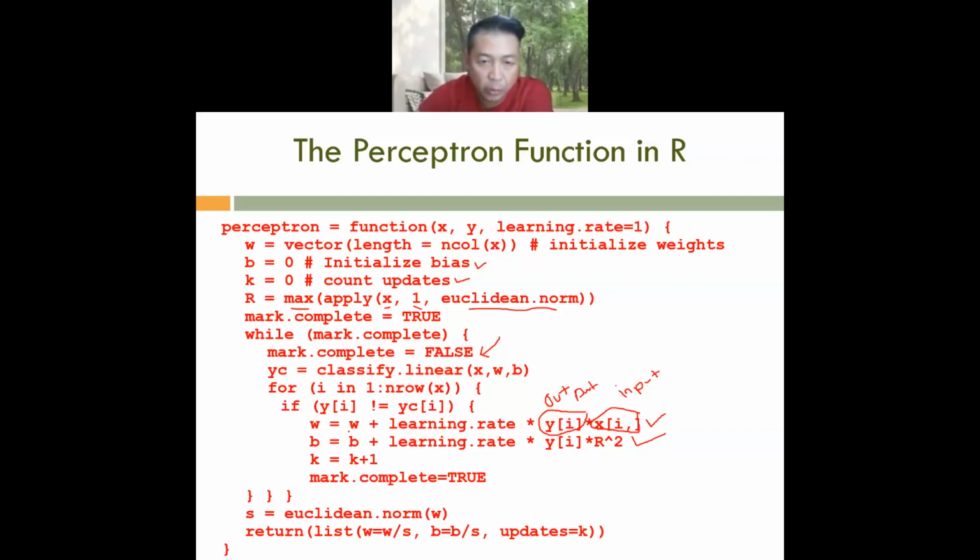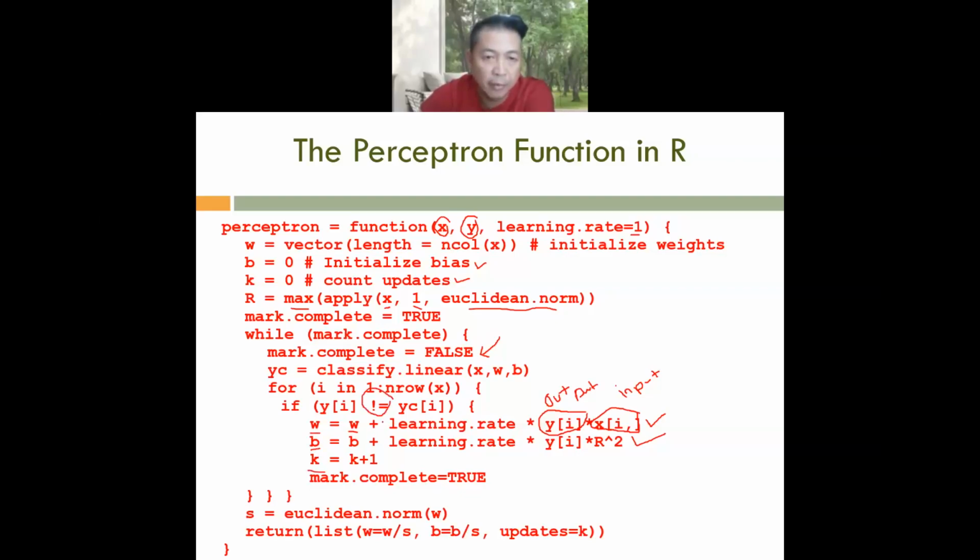So the weightage that you have plus the learning rate times the output that you have, because y is basically your output and x is your input that you have. Your learning rate is 1 here. So this is how you update the weight in the B and the K.